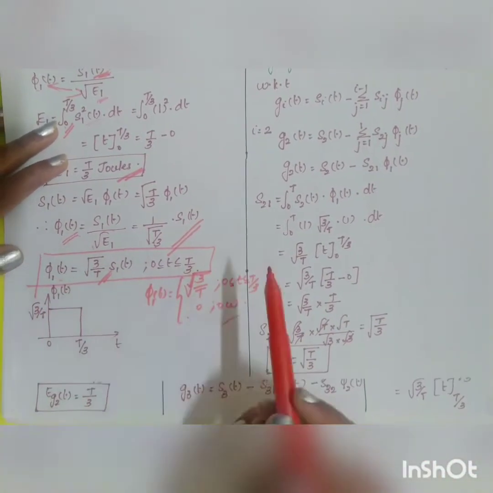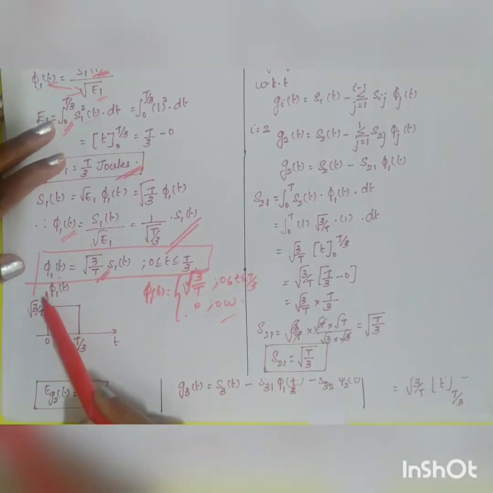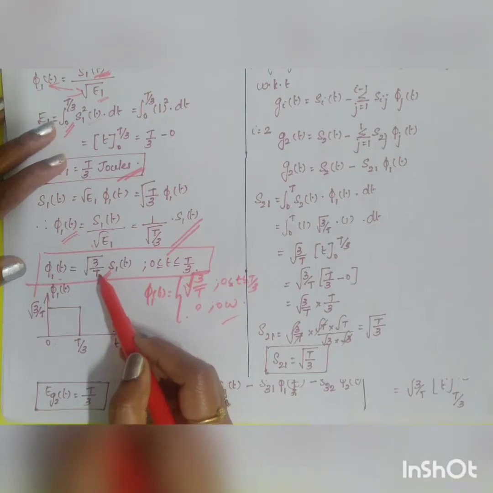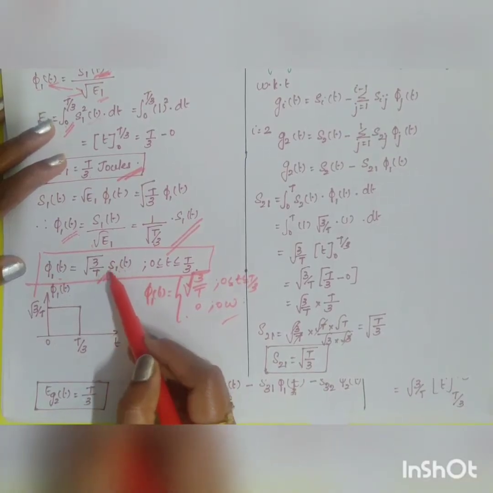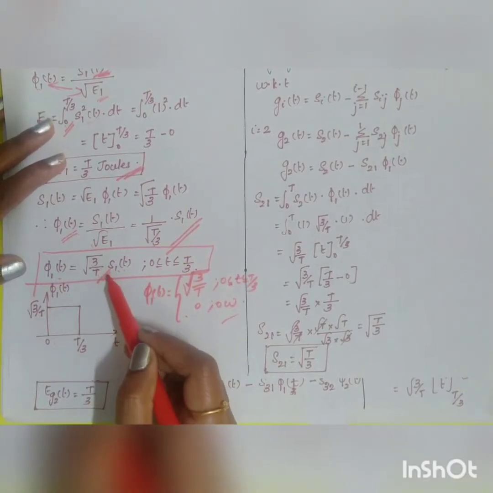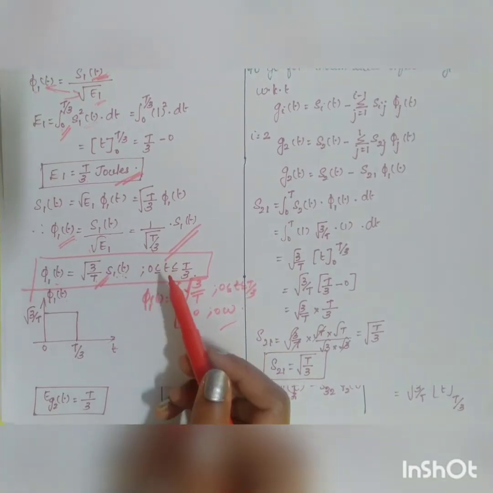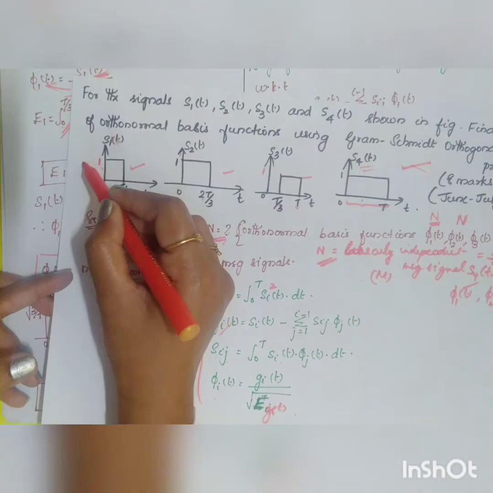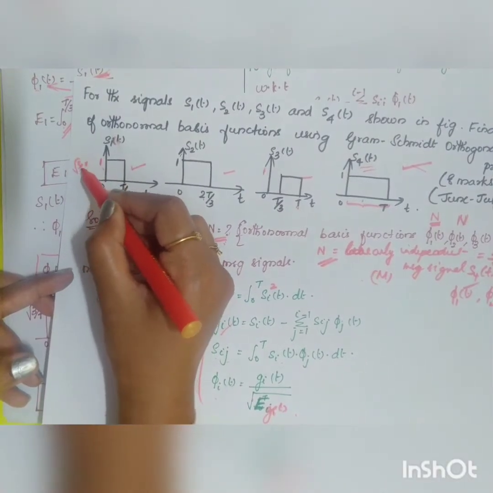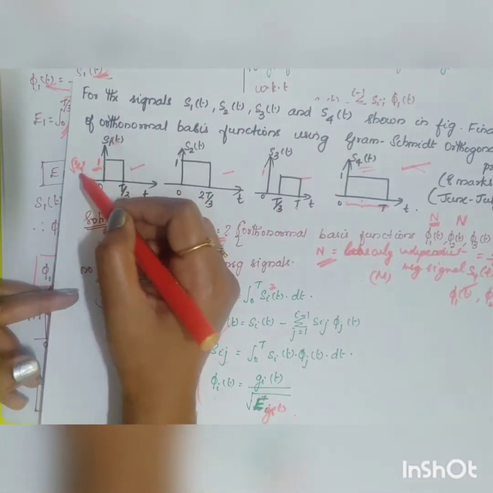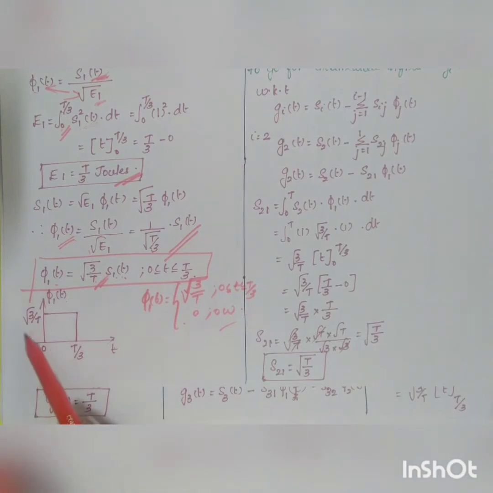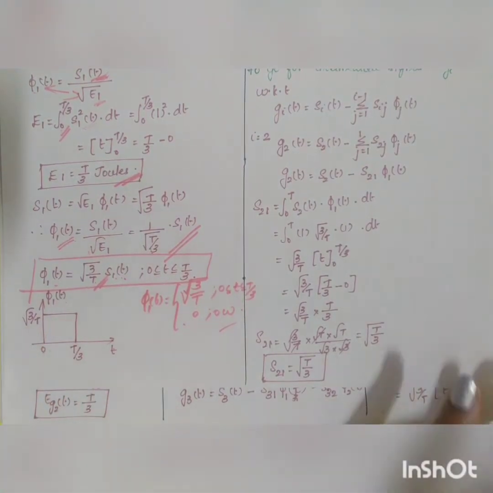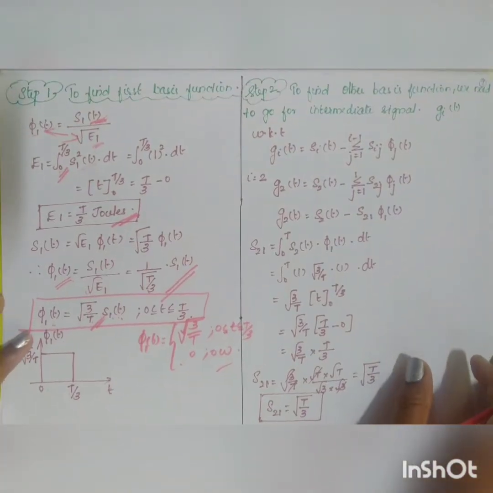first basis function, and I can draw the first basis function, right? So the first basis function phi 1 of t will be equal to what into S1 of t? Root 3 by t into S1 of t. So what will be the value you will be getting here? It is 1, right? So if I multiply by root 3 by t, instead of 1 you will be getting the amplitude as root 3 by t. That is what is written here. Root 3 by t, and the duration is 0 to t by 3. So your first basis function is now found out.